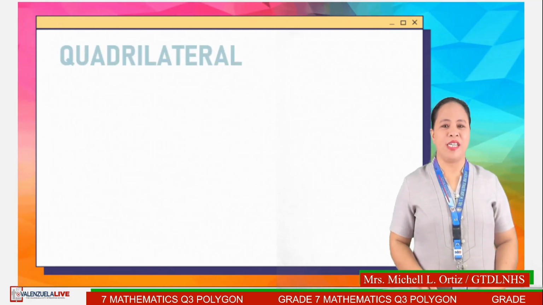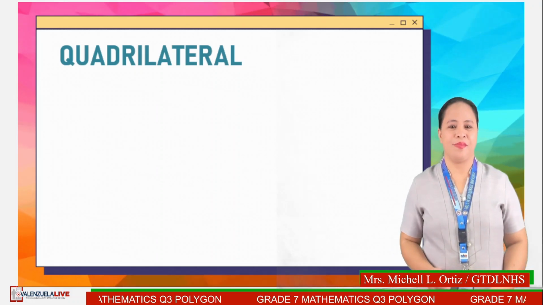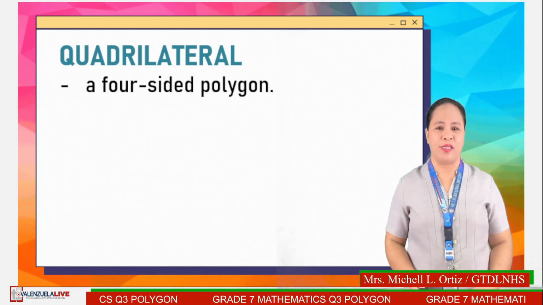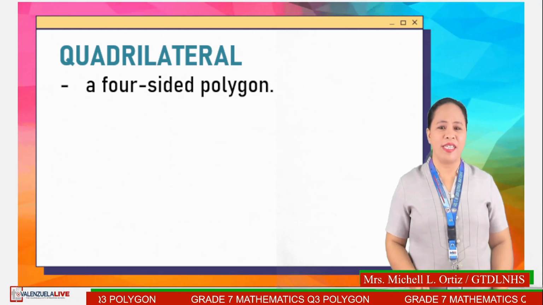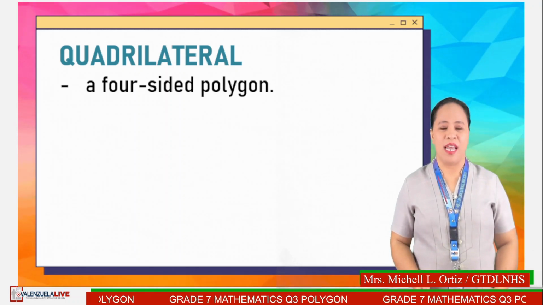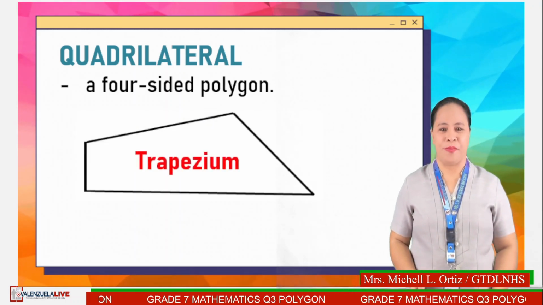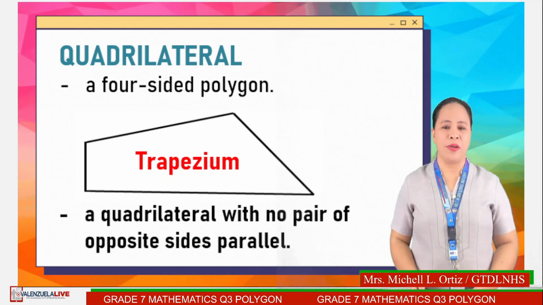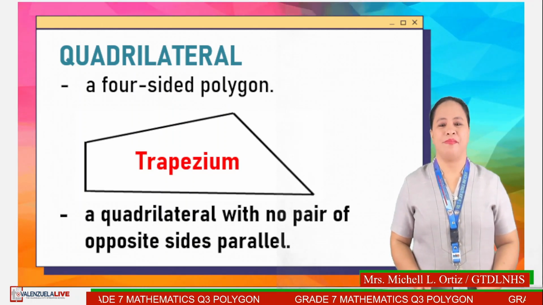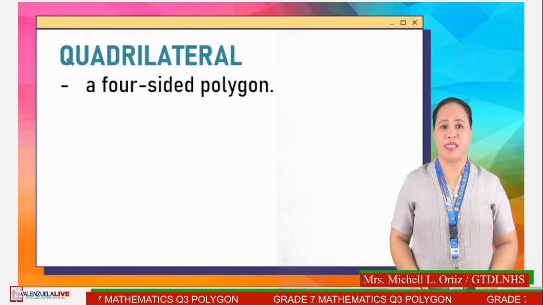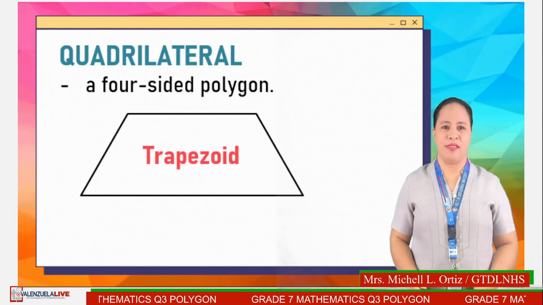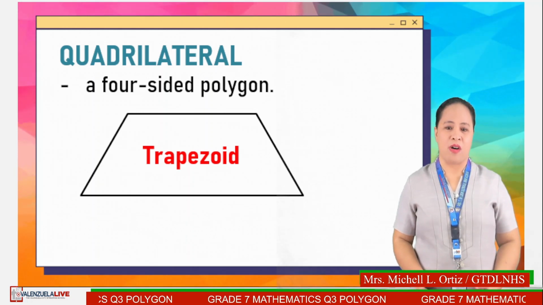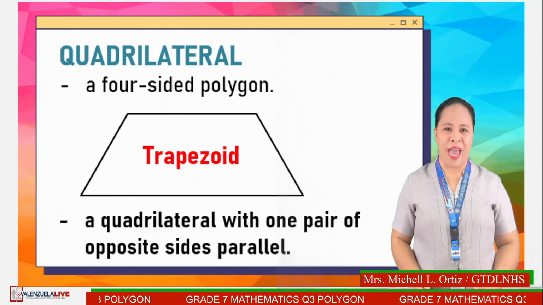Let us now proceed with quadrilateral. Quadrilateral is a 4-sided polygon. There are many kinds of quadrilaterals. Let's begin with the trapezium. Quadrilateral with no pair of opposite sides parallel. Next is the trapezoid. A quadrilateral with one pair of opposite sides parallel.